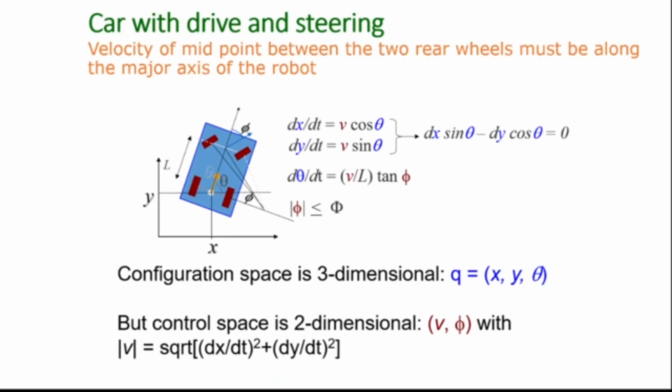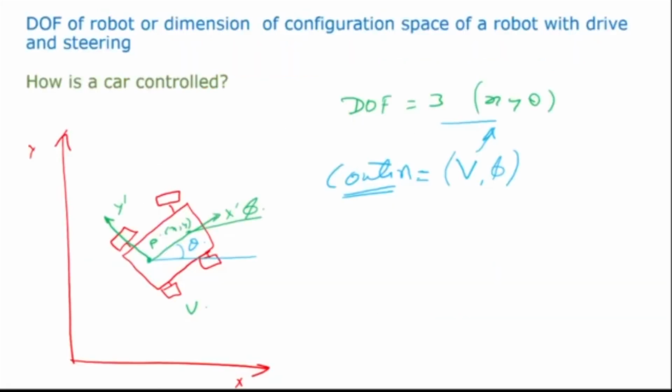Now, a car with drive and steering. There can be different kinds of robots, so as we are talking about this, the other kind of robot that is there is this type of robot.